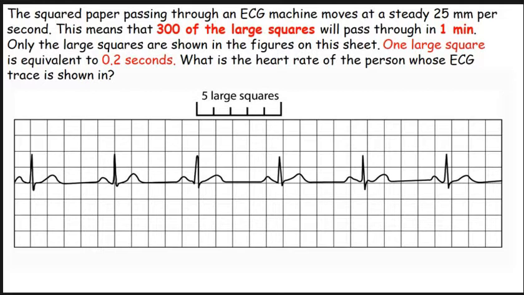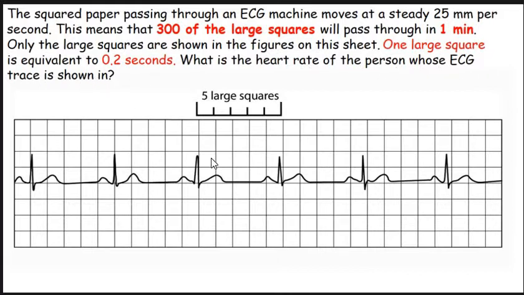So 300 of the squares will pass through in 1 minute. Okay, so you know it's 300 squares per 60 seconds. Or one large square is the equivalent of 0.2 seconds. Personally, I like to use the 300 squares per 60 seconds. So what is the heart rate of the person whose ECG trace is shown?